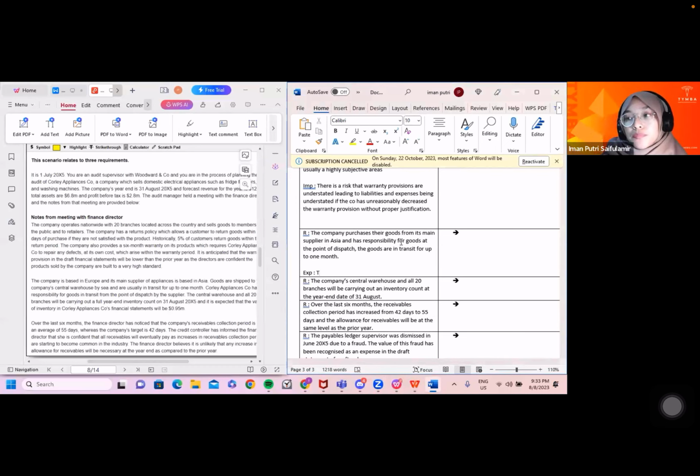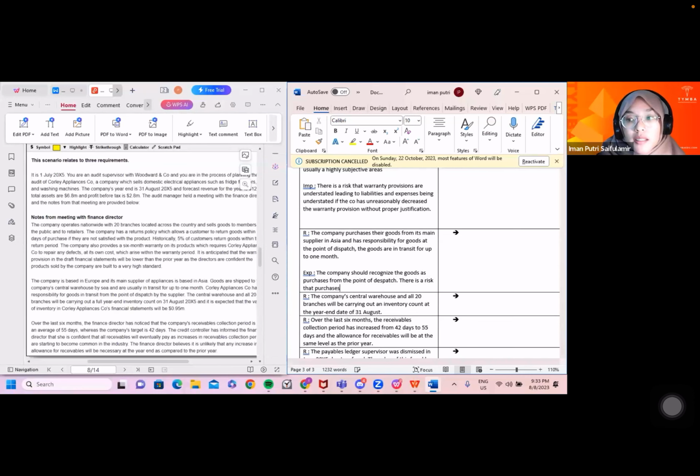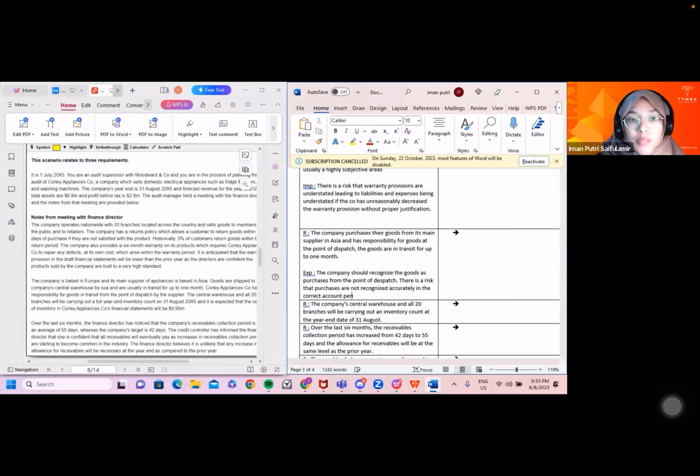Okay, so basically, the company should recognize the goods as purchases from the point of dispatch. There is a risk that purchases are not recognized accurately in the correct accounting period, basically because of the cut-off issue. Maybe they wrongly account for it in the wrong accounting period because of this 1 month duration. If the whole thing I just showed you happens within the same year, then that's okay.